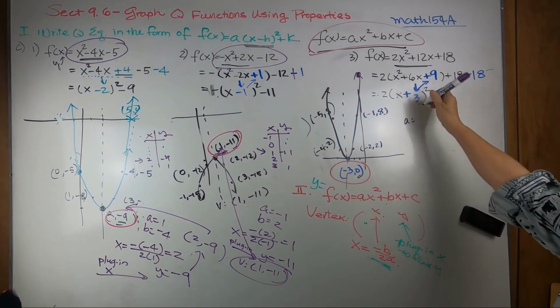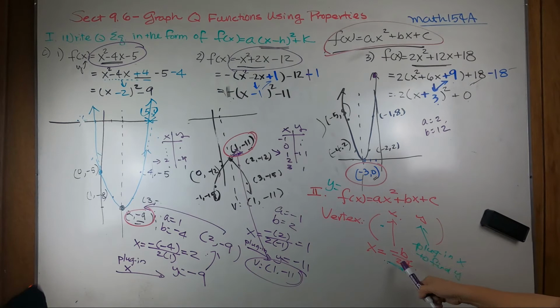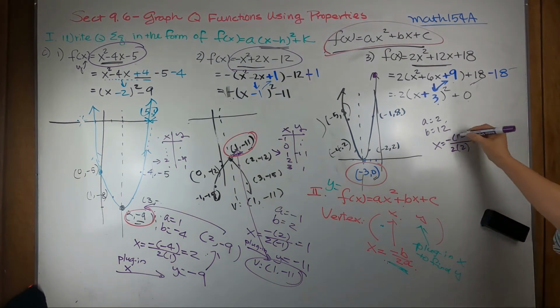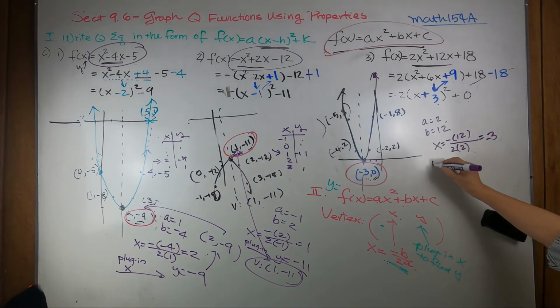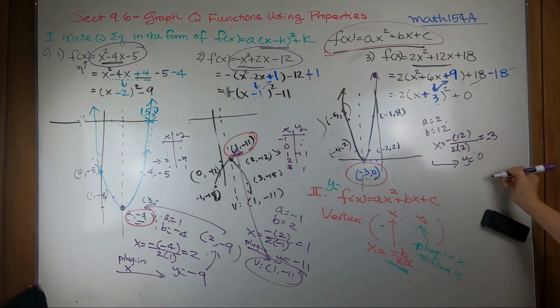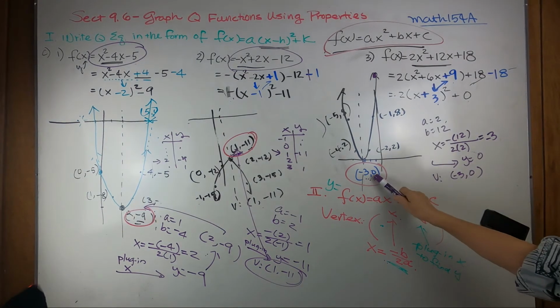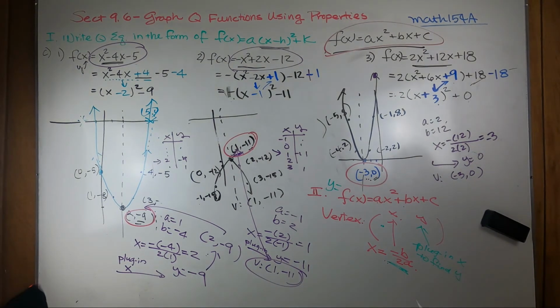What's your a? For this one it is 2. What's your b? 12. Then the vertex is what? Negative b over 2a. Right? So it will be what? Negative 3. So you plug in the original for y. Okay, then you get y is 0. So your vertex is what? Vertex negative 3, 0. Then you do the graph with the t-table. Got the idea?